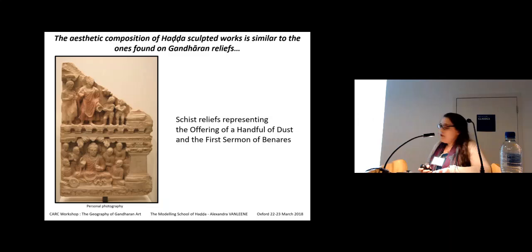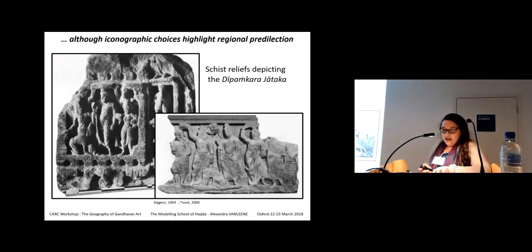The upper register represents the offering of a handful of dust, the lower register, the first sermon of Benares. There are also specific episodes that were widespread because of regional predilection, as for example the Dipankara Jataka, which takes place in part in Afghanistan. In this episode, the devotee Sumega spread out his hair spontaneously over a puddle, so that Dipankara, the Buddha of the past, wouldn't get his feet dirty. Thus, Sumega received the prediction of his next incarnation under the appearance of the Buddha Shakyamuni.